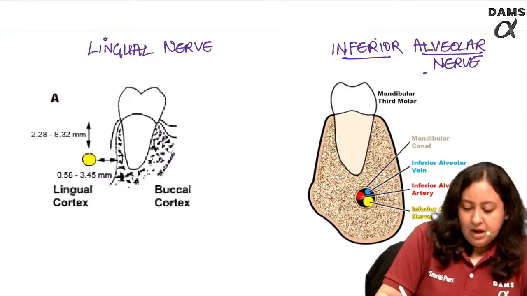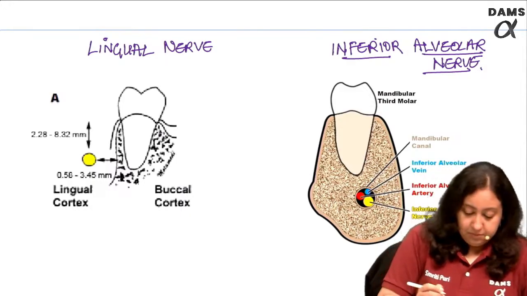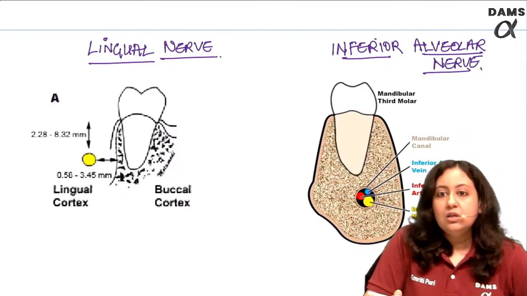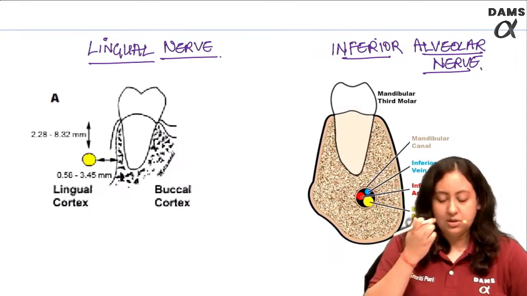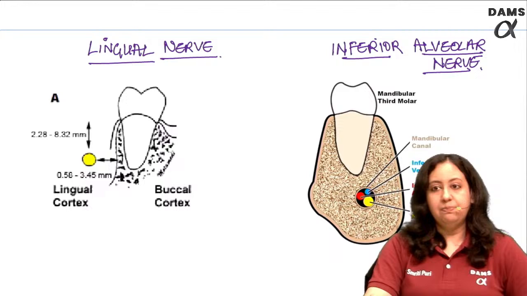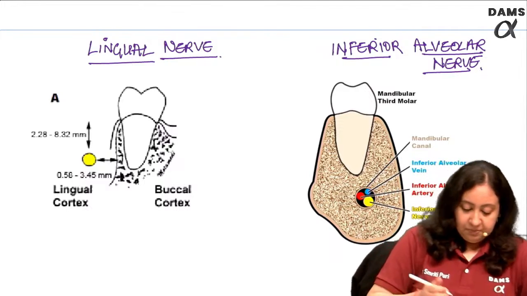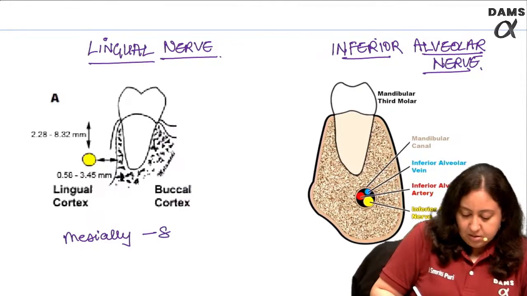Okay, now your lingual nerve is present on the medial or the mesial aspect. Medial and mesial are the same things, and they can be used interchangeably. Now this lingual nerve is present mesially in the soft tissue.